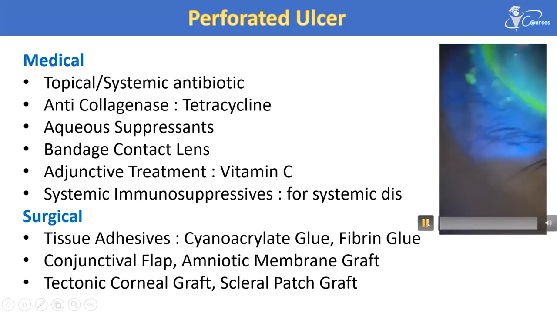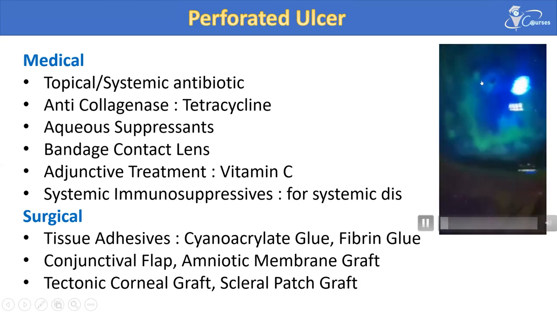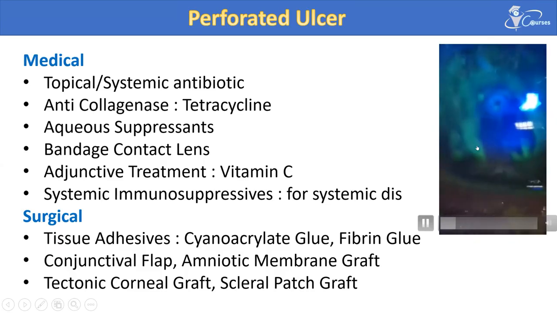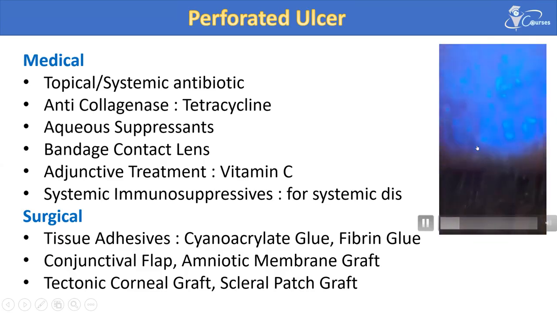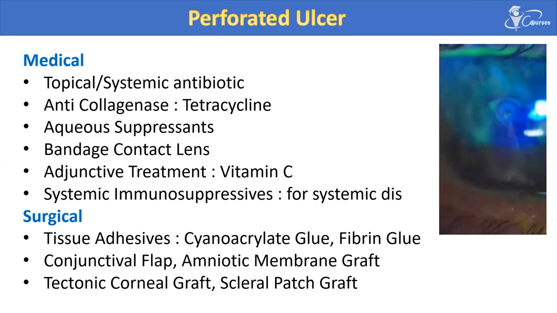This is again one of my patients. This patient, you can see, has a central perforation. And I'm putting the fluorescein stain here, and you can see the flow of aqueous from this perforation. This is what's called the Green River sign.